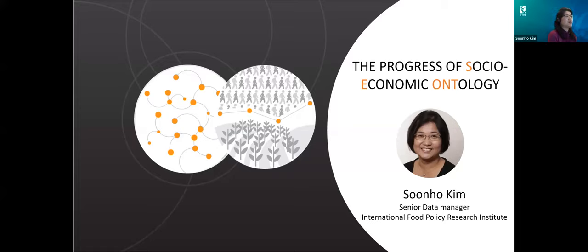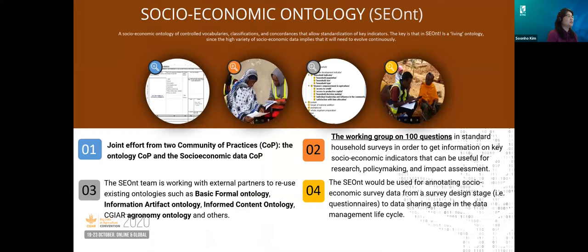So today I would like to introduce the progress of the socioeconomic ontology. SEONT is a joint effort from the two communities of practice under the Big Data Platform in Agriculture, the Ontology CoP and the Socioeconomic Data CoP. At the beginning, we used the 100 questions from the Socioeconomic Data CoP working group, which is the minimum set of the agricultural household survey. The ontology is trying to cover those 100 questions.